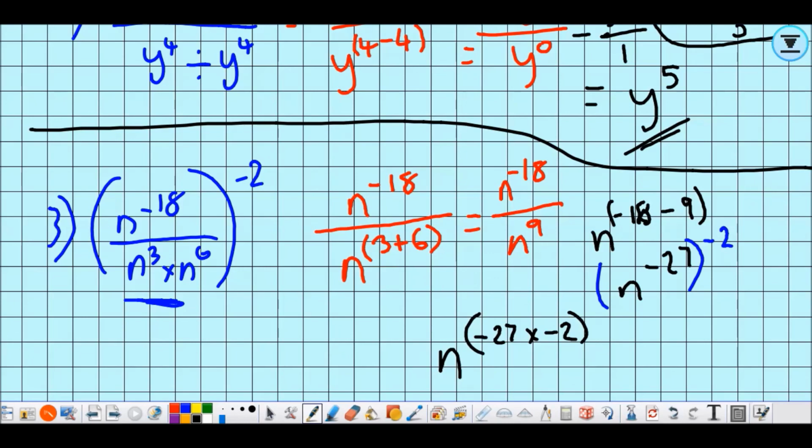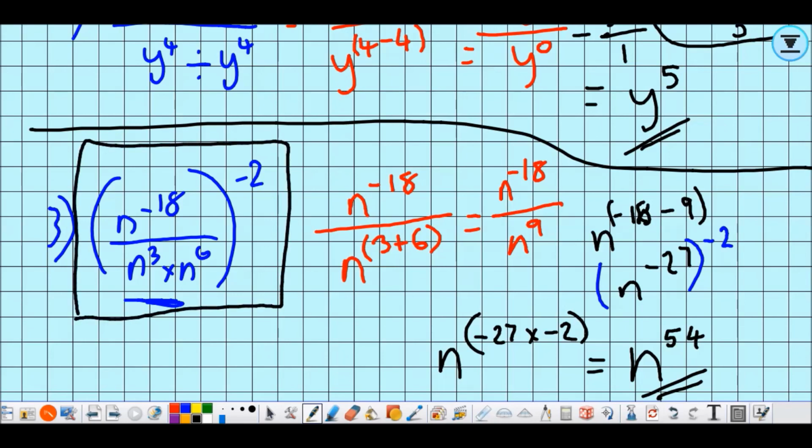In this case, remember, my base is still n. Minus 27 multiplied by minus 2 gives me positive 54, because a minus and a minus is a positive, and my answer is n to the power of 54. So if we look at this for question 3, that's how it started, and my answer is n to the power of 54. So whether it's a numerical base number or an algebraic base number, the rules work in exactly the same way.